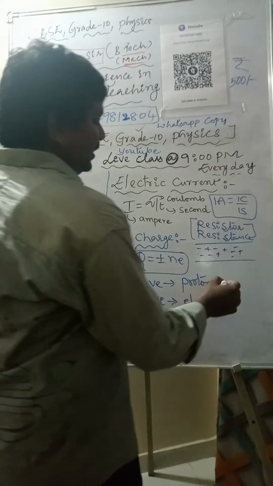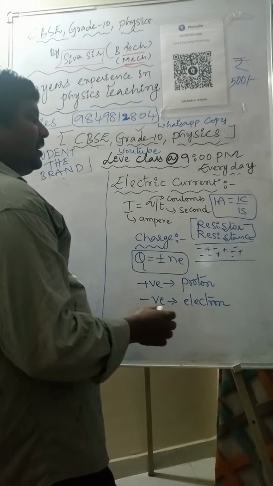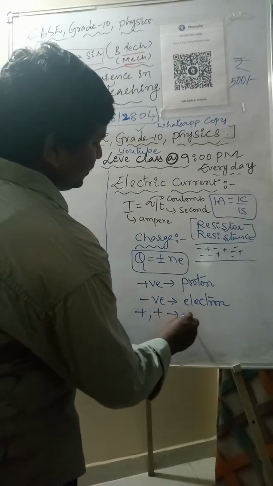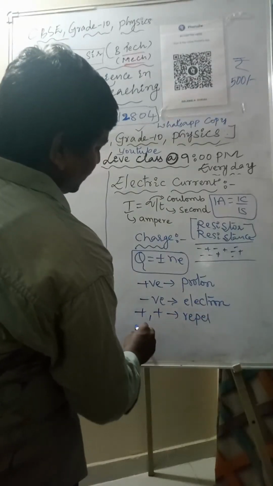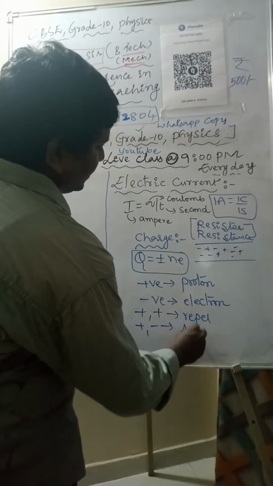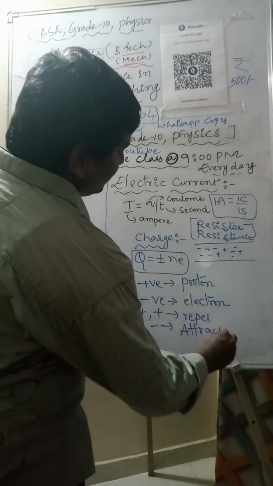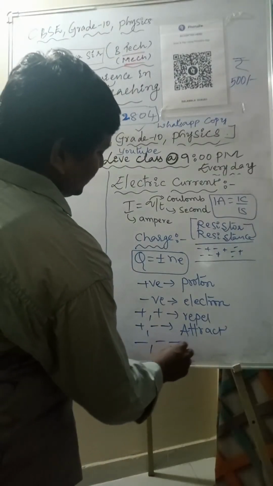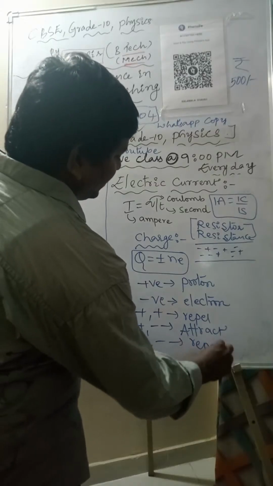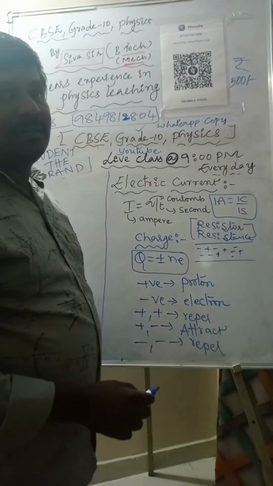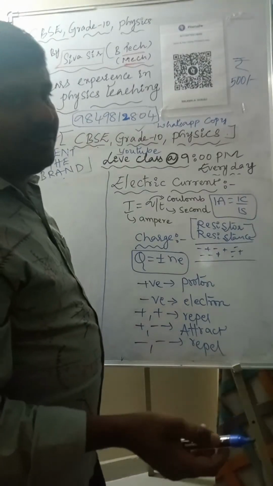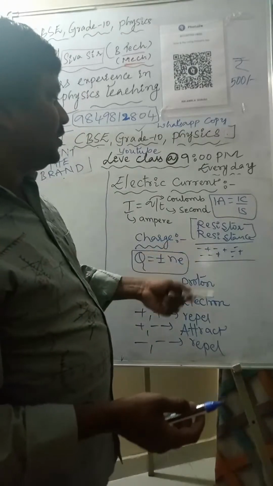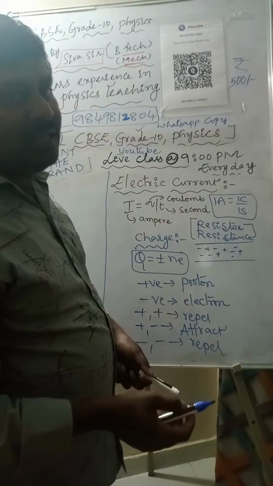There are two more points. Positive charge will repel positive charge, and positive and negative charges will attract. Negative charge and positive charge will attract, and negative will repel negative. These points relate to the magnetic effects of electric current too, like north pole and south pole.